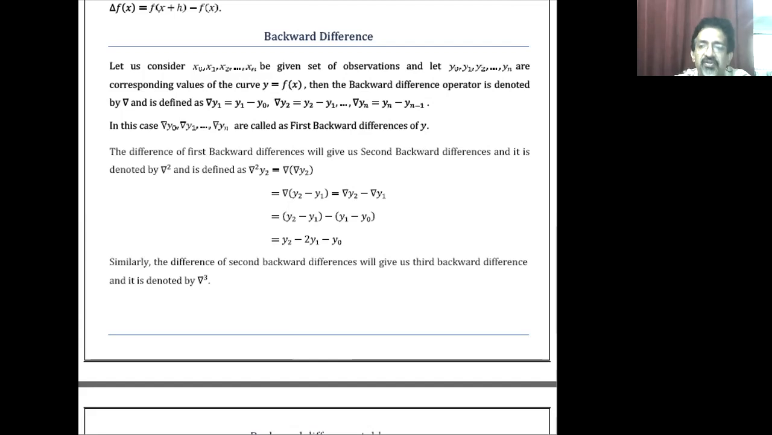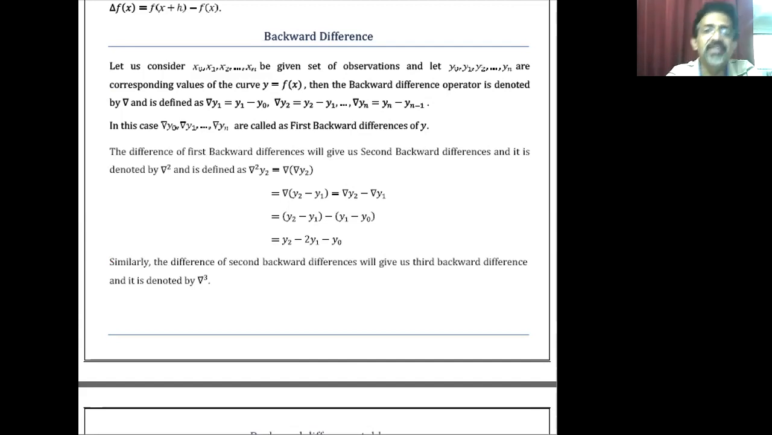If I find out the difference between these two, that is y1 minus y0, that gives me the backward difference of y1. Similarly, if I consider the y10 value, what will be the previous value? It is y9. So the difference between y10 and y9, y10 minus y9, gives me the backward difference of y10, because I considered the previous value of y10, that is y9.